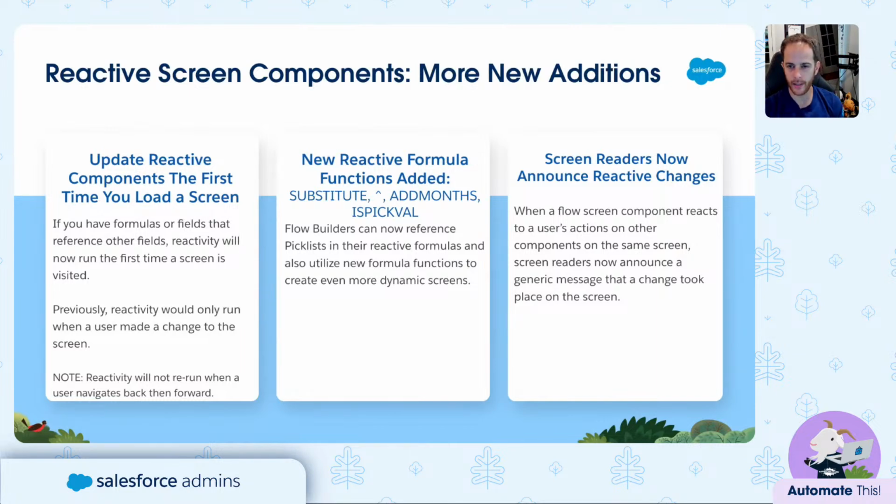And then lastly, we've added some accessibility improvements. So if a component changes on your screen due to a reactive change, we will now announce a generic message that, hey, something has changed on your screen. And this also, fun fact, retroactively works for conditional field visibility. So even a feature that we didn't have to GA this release is now supported for that too.